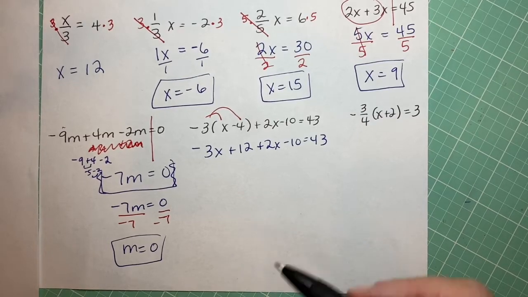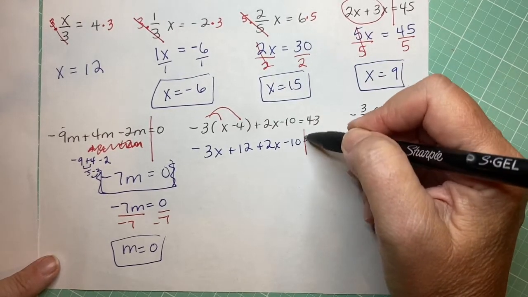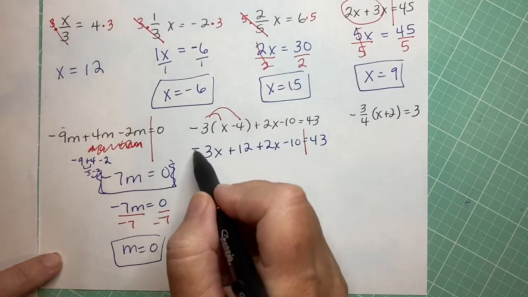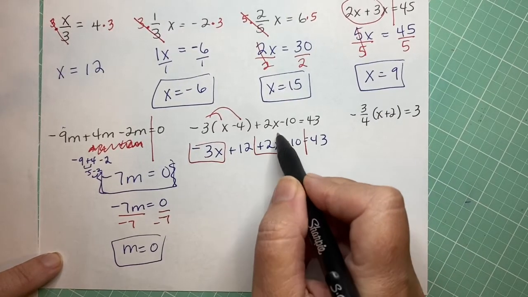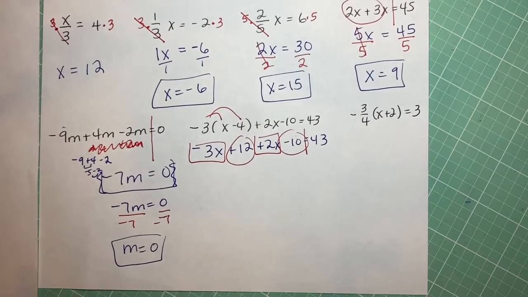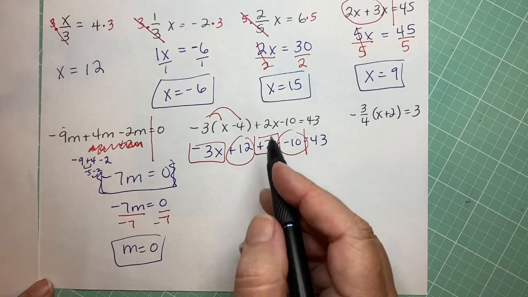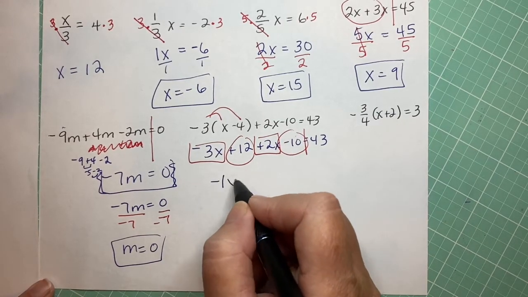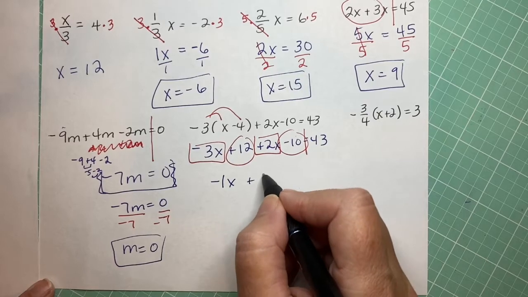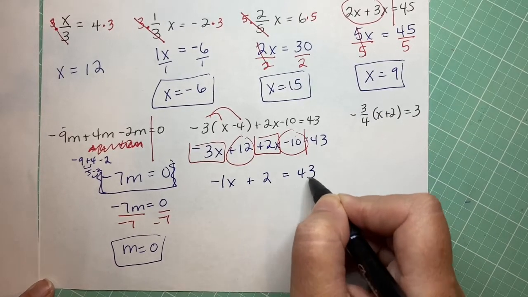Step 3, an important step and one a lot of people skip, is be aware of your equal sign and combine like terms. So I can combine my x's and I can combine my numbers. So here negative 3 and positive 2 is a negative 1x. 12 minus 10 is 2, equals 43.